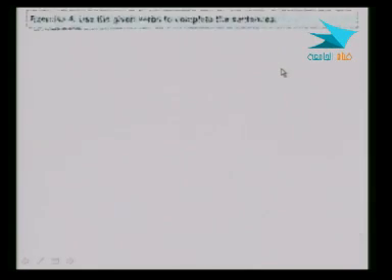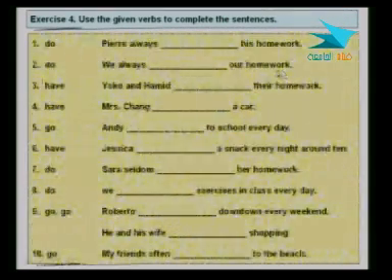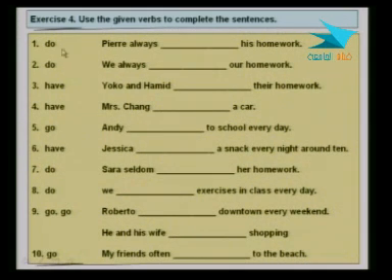Okay. Next slide is an exercise. Use the given verbs to complete the sentences. You have the verbs here: do, have, go, have, do, go, and then go. Pierre always his homework. Now what do we do here? We just said in the previous slide the do becomes does because we have one person here. So Pierre always does his homework.